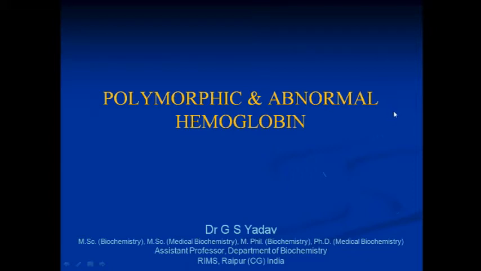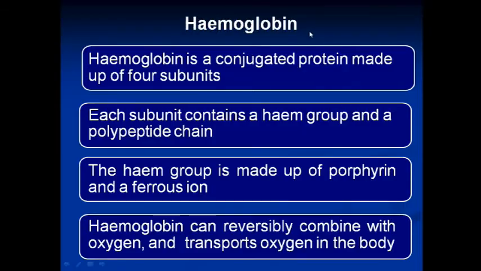Normal and abnormal hemoglobin. Polymorphic hemoglobin means types of hemoglobin, and abnormal hemoglobin means forms that are different from normal. Introduction: hemoglobin is a conjugated protein with 2 alpha and 2 beta chains in normal hemoglobin. All four subunits are tertiary globular proteins, each with a prosthetic group of iron porphyrin. All four subunits associate with each other to form a globular quaternary structure.